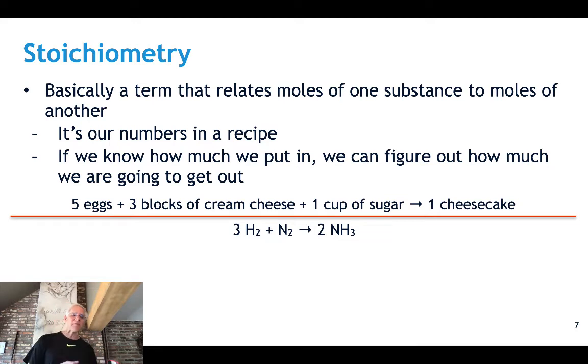So imagine that we had 5 eggs, 3 blocks of cream cheese, and 1 cup of sugar. That would make the filling for 1 cheesecake. Okay, what if I wanted to make 2 cheesecakes? Do I need to find a new recipe? No, I just need to double everything.